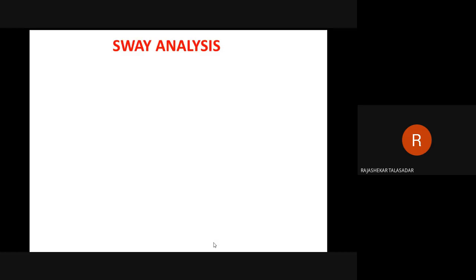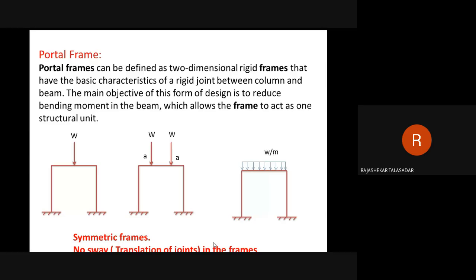Whereas for non-sway analysis, you have symmetric frames, and there will be no delta, that is no sway or translation. You will have only joint rotations, and that can be done as usual by the method you applied for the continuous beam. The same method can be applied for these frames. So shall I proceed? Is this clear now? What is sway and what is non-sway?